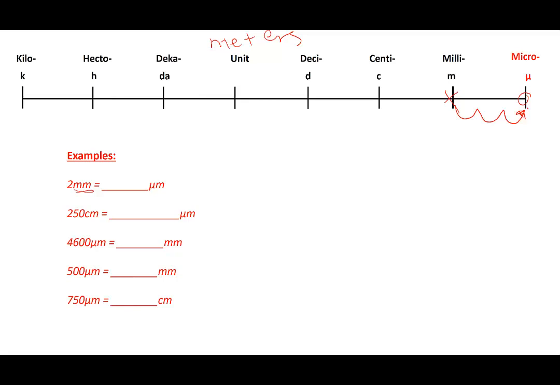So remember, once you're outside the regular metric slider, we start jumping by 3s, or moving the decimal point by 3 steps. So in this case, we have 2, and we have our invisible decimal point here, and we're going to move it 3 steps. 1, 2, 3. We move it over here, and we fill in with zeros, and then I clean it up, and so it's 2,000. So 2 millimeters equals 2,000 micrometers.